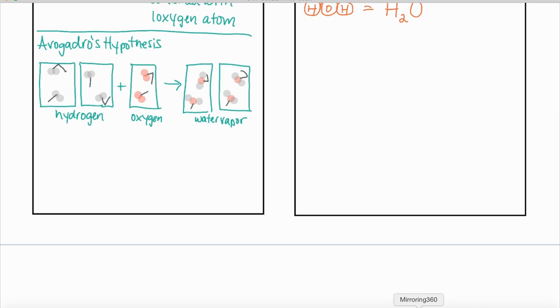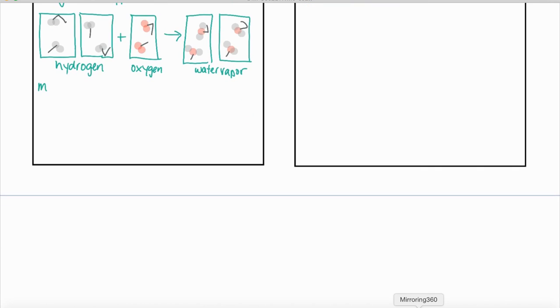Okay, so we want to make sure that we are showing that mass is conserved. And that there are the same number of each type of atom before and after.